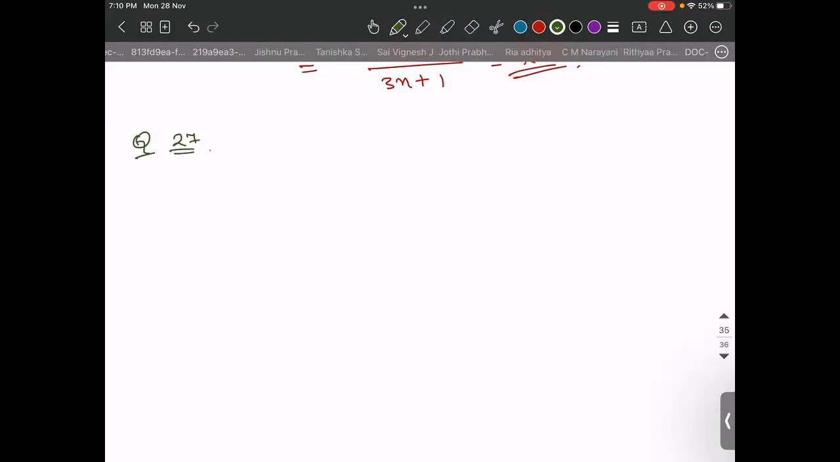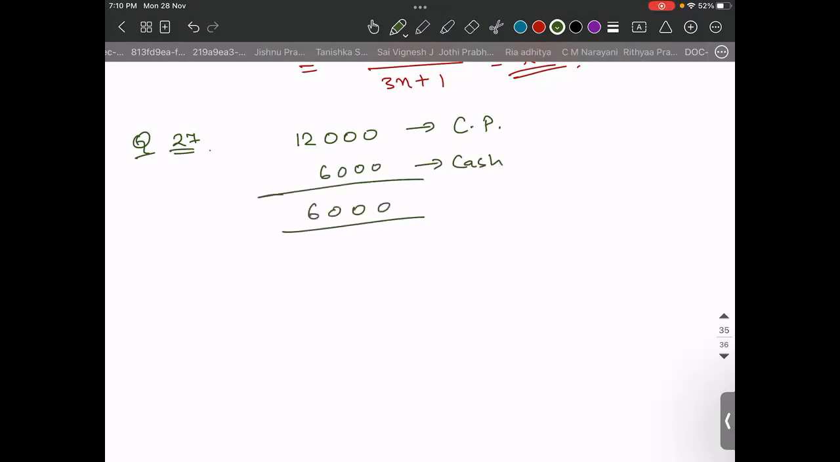See, question number 27. A farmer buys a used tractor for rupees 12,000. So he bought it for 12,000. He pays 6,000 cash. So this is the cost price, and the cash he paid is 6,000. That means 6,000 is the amount that is not paid, the unpaid amount.